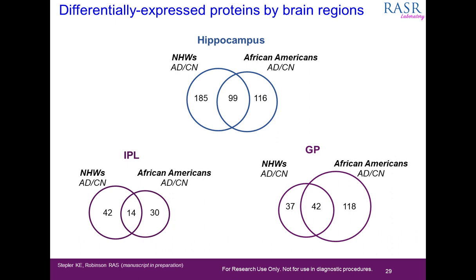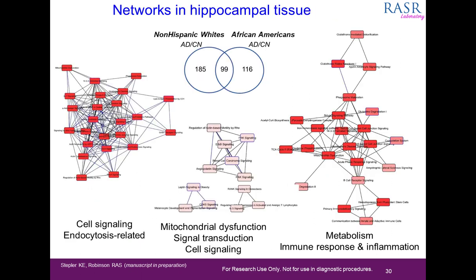And so, albeit that the N for this study is small, we do think this points to the fact that there may be a lot of changes taking place in Alzheimer's disease that we've not been aware of because of the lack of diversity in the populations that have been analyzed.